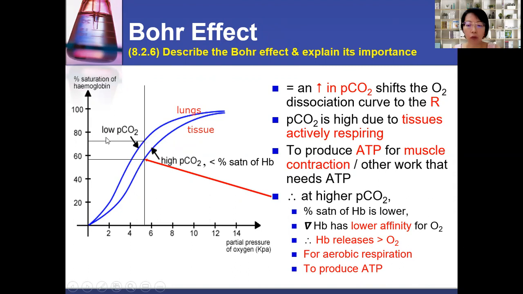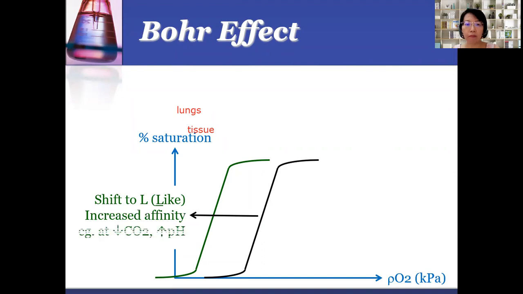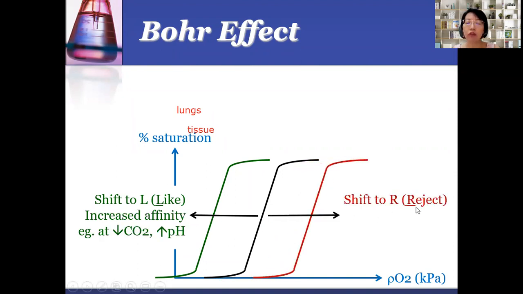So to the left means, how do you remember? L, left is L. L means like. Like means hemoglobin will take up oxygen. Okay. Shift to the left means like. So hemoglobin loads oxygen. Shift to the right. Okay. Right means R. R means reject. Reject means hemoglobin rejects oxygen, so it will unload oxygen. All right. Okay.